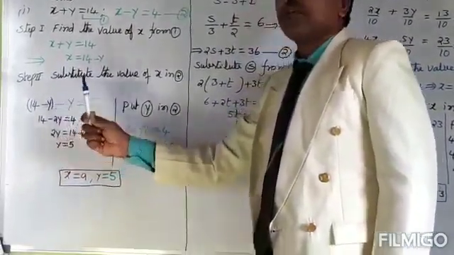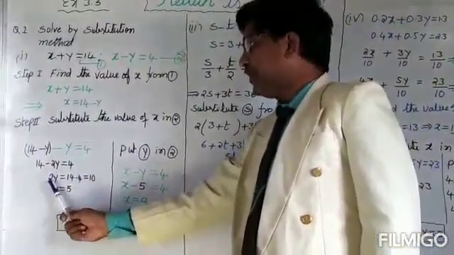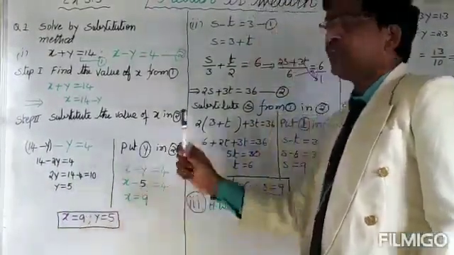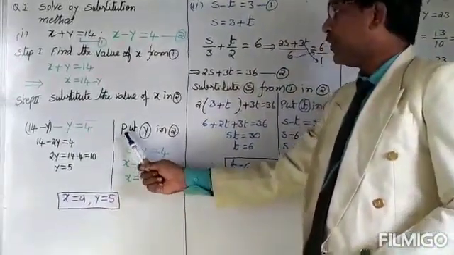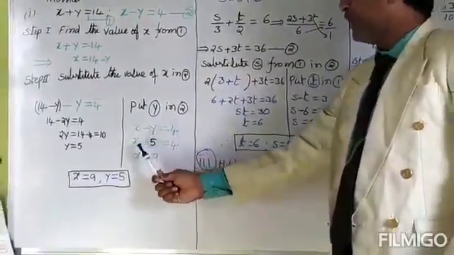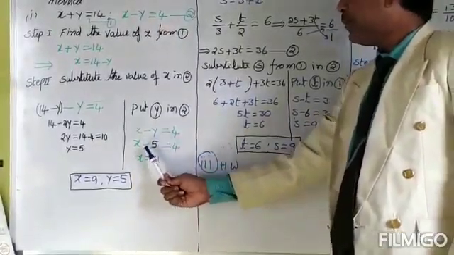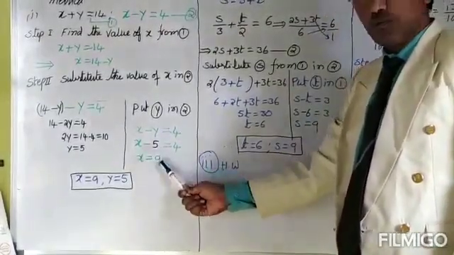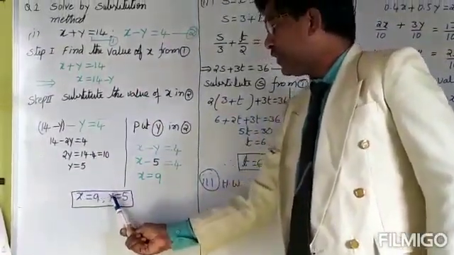14 minus 2y equal to 4. This 2y comes to this side as plus 2y, and 14 minus 4 is 10, so y equal to 5. This y value we are substituting in 1 or 2 and you will get the value of x. So here I am substituting the value of y in 2, that is x minus y equal to 4. Instead of y I am substituting 5: x minus 5 equal to 4. Minus 5 comes to this side and becomes plus 5, 4 plus 5 is 9, x equal to 9. So the solution of these two equations is x equal to 9, y equal to 5.